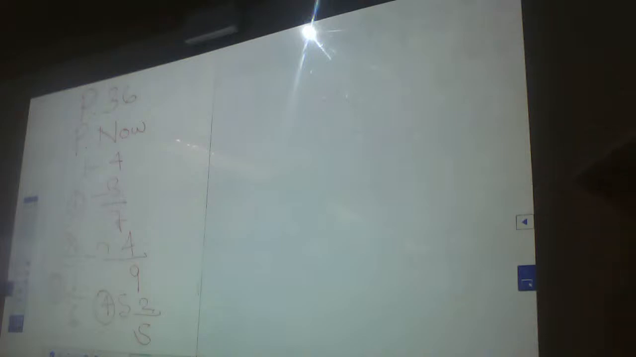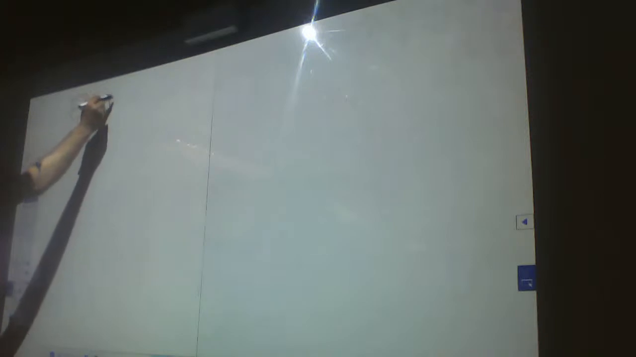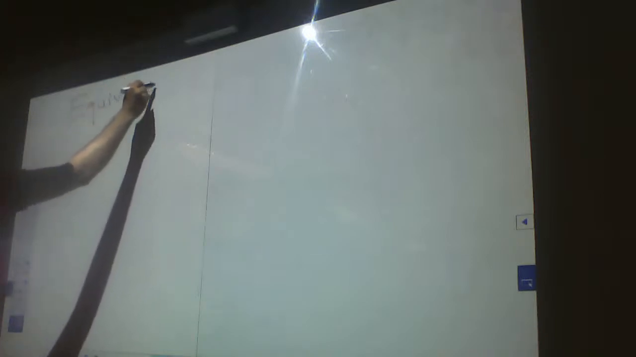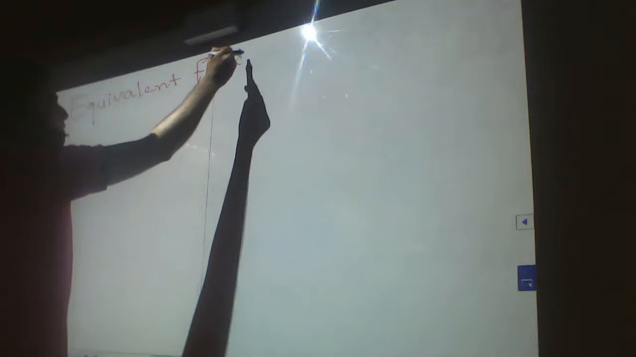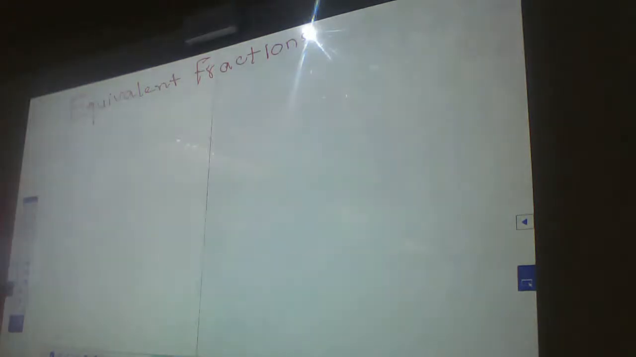Okay, so next thing we will do is equivalent fractions, right? Okay, this one is done. Now next topic, write in your notebook please. Equivalent fractions. Let's say I have a fraction 2 over 3.